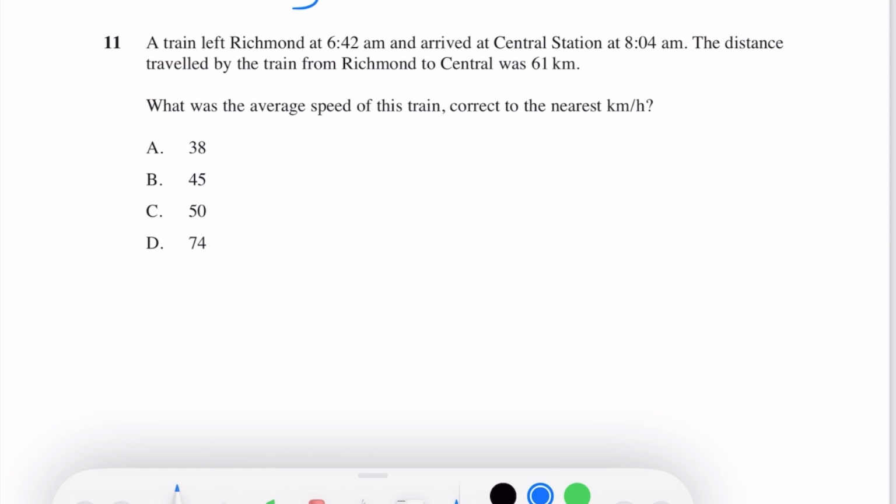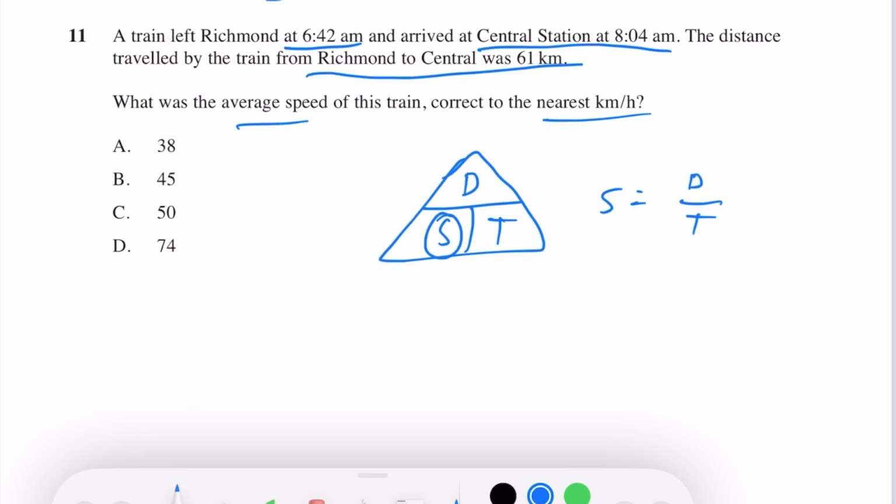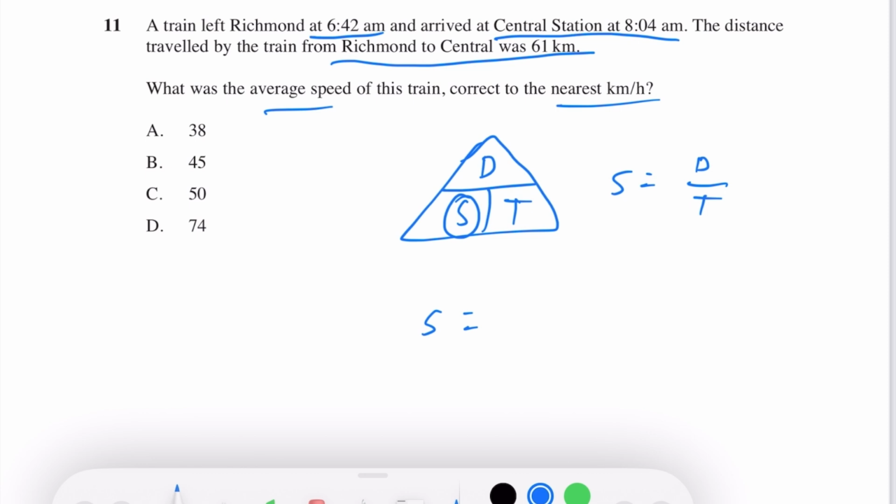Question 11. A train left Richmond at 6:42 a.m. and arrived at Central Station at 8:04 a.m. The distance travelled by the train from Richmond to Central was 61 kilometres. What is the average speed correct to the nearest kilometre per hour? So if we refer to our distance, speed, time triangle, we want speed. So speed is equal to distance divided by time. So speed is equal to our distance, which is 61, divided by our time.